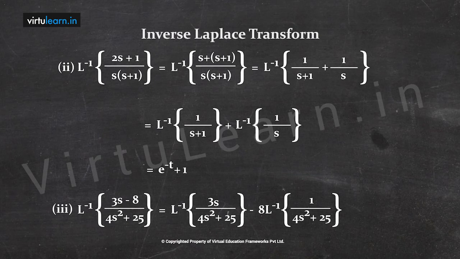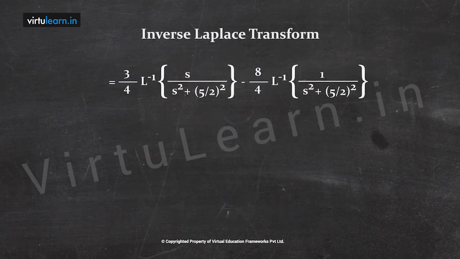But the denominator should be s square only, and instead of s square we have 4s square. That's why I will take 4 common. Then 3 by 4 into L inverse of s by (s square plus 25 by 4). 25 by 4 can be written as (5 by 2) whole square. In the same manner, there also you can take 4 common: minus 8 by 4 L inverse of 1 by (s square plus (5 by 2) whole square).